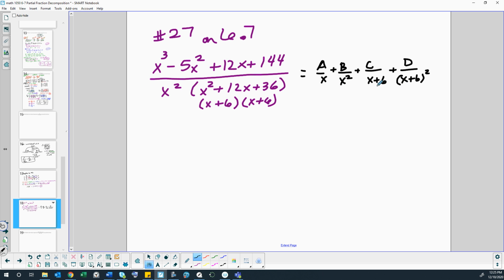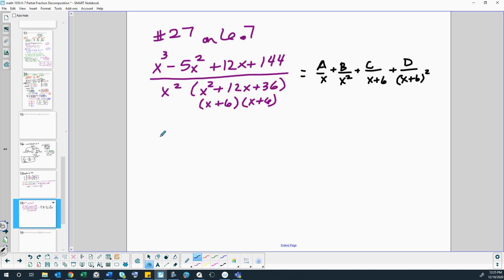Does that make sense? I know when we start throwing those squareds in, we think, wait, is this an irreducible quadratic factor? We start mixing up the difference between a repeated linear and an irreducible quadratic. So these are all linears. All right, let's do this thing.